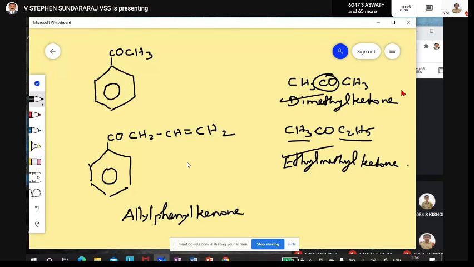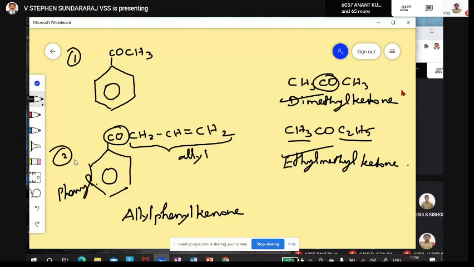Similarly, here this is the allyl group. Don't forget, that is why I am giving this, to remind you. This is the phenyl group. In alphabetical order, allyl comes first: allyl phenyl ketone. This is the common system. And you have to write the IUPAC name. So I have given two examples. The third will continue on the next page. Copy down. Write the IUPAC nomenclature of this one.